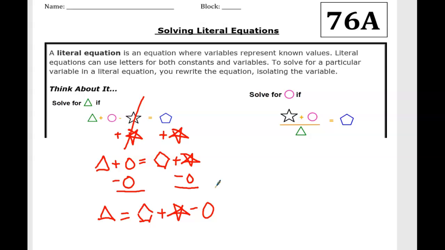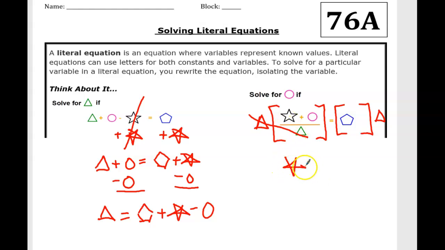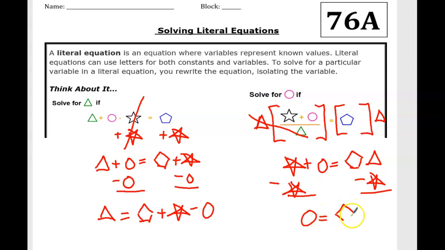If we solve for the circle in our second example, the first thing that we want to do is get the circle by itself. We're going to multiply both sides by the triangle, because a triangle divided by a triangle is 1, so we're left with star plus circle is equal to the pentagon times the triangle. Now to get the circle by itself, we just need to subtract the star. So the circle ends up being equal to the pentagon times the triangle minus the star. All we're doing is isolating that variable.